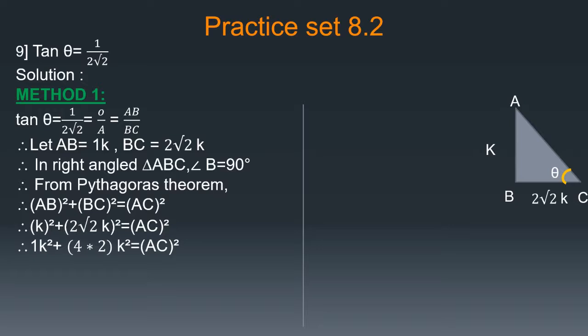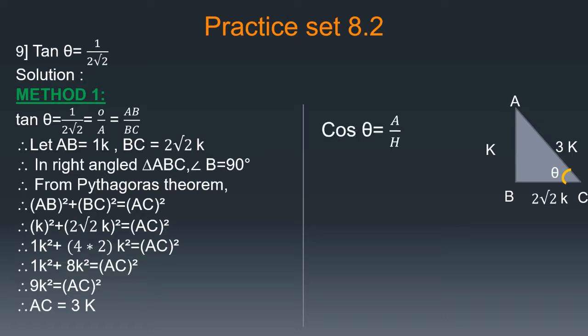When we take square of square root of 2, we get 2, and when we take square of 2 we get 4. So we get 4 into 2, which is 8K square. So 1K square plus 8K square is equal to AC square. Adding 1K square plus 8K square, we get 9K square is equal to AC square. Now taking square root on both the sides, we get AC is equal to 3K.